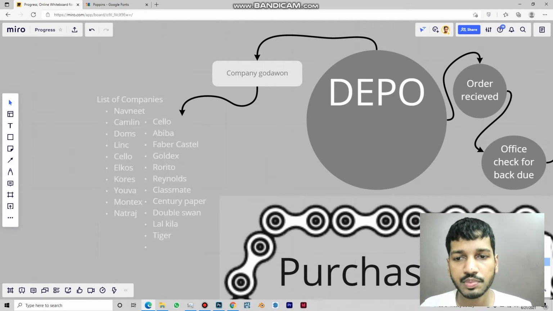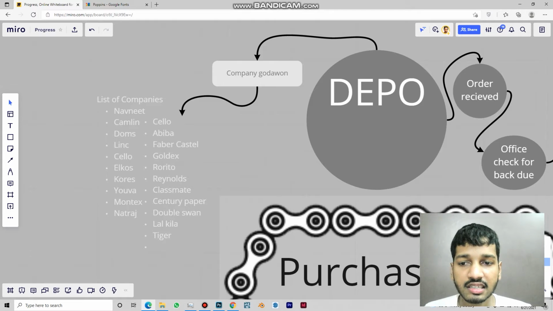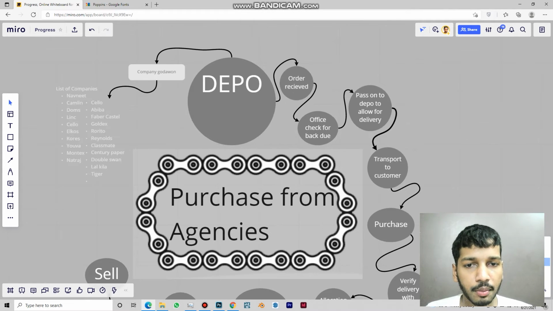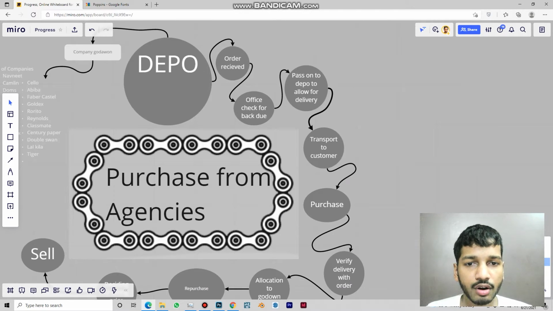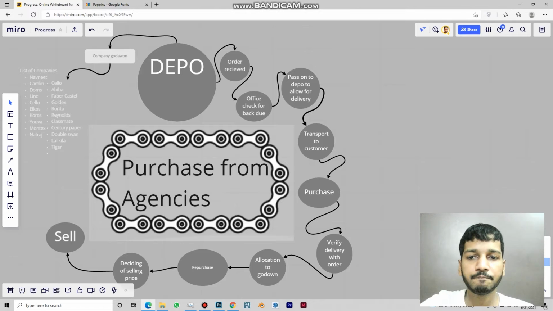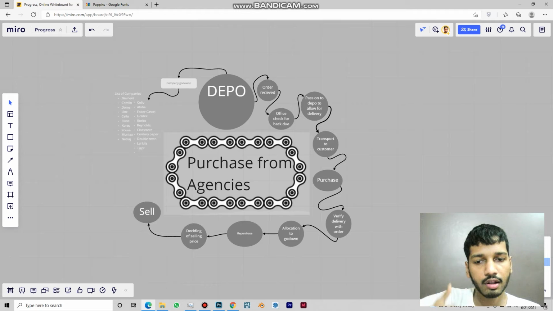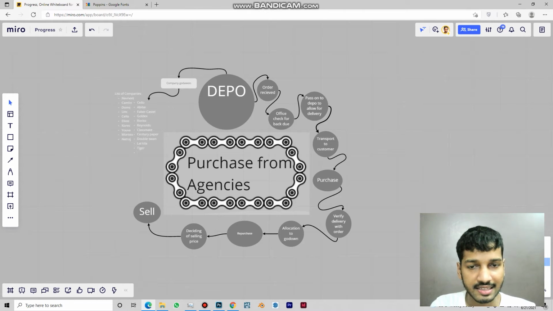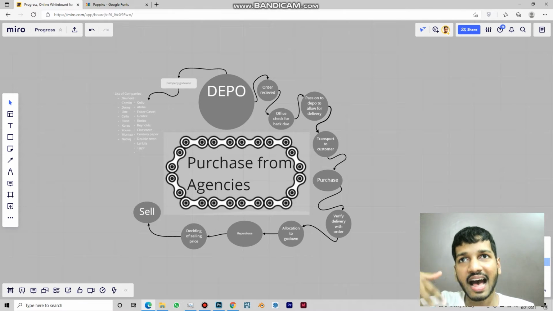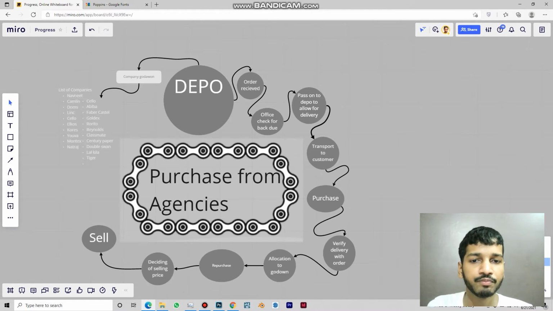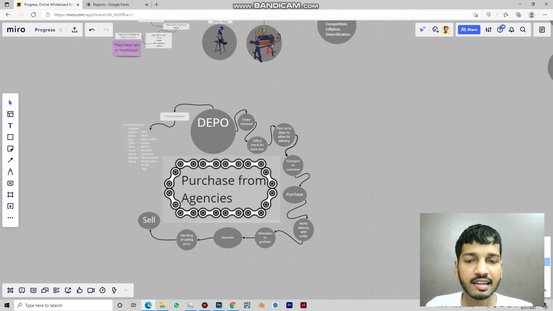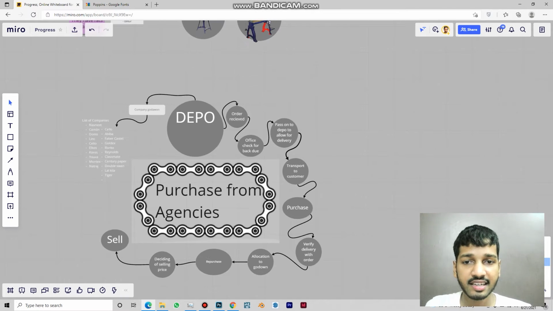So these were the companies' goods, supplied to their shop daily, and the order received, then back to the office for dues. So this is the detailed mapping from the perspective of the selected shop and also from what happens on the company side. This is a detail I got to know from the company employee who came to the shop for marketing and all.